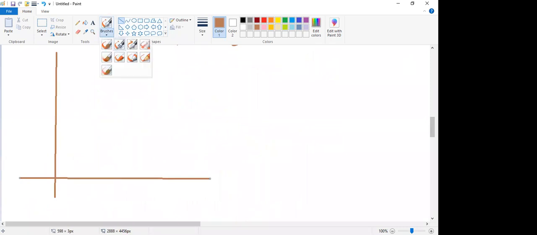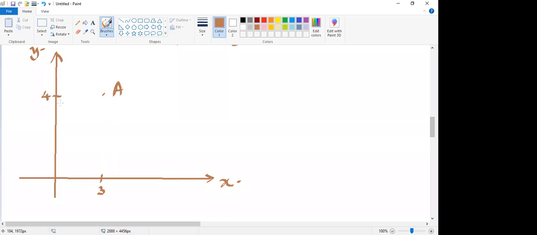Checking your I and J. I want to have an example here. This is my x-axis and this is my y-axis. I am having a point A, for example. My point A is 3 units, so this is my point A, and it is 3 units and also 4 units there. 3 on the X and 4 on the Y.